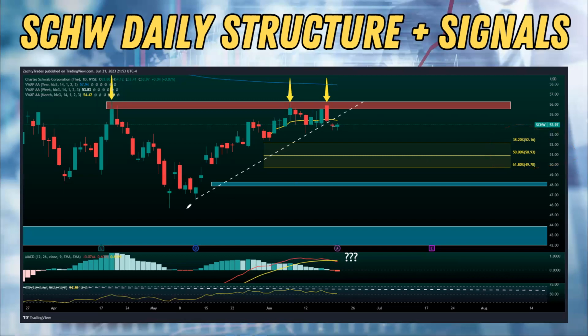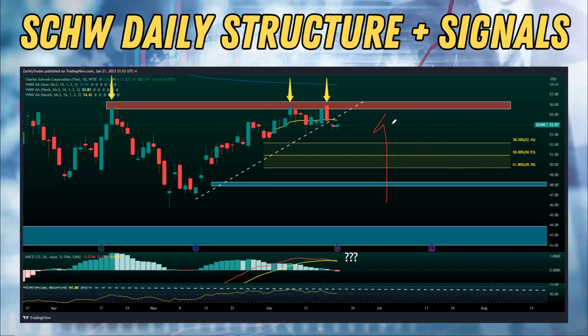Now there are some key levels of support that we could remain bullish above. Ultimately, we have this strong move to the upside from down here about 46 all the way up to about 56. And if we pull back to these three levels here, this is healthy retracement territory to potentially continue the uptrend. We have the 38.2% retracement level at $52.16. We have the 50% retracement level here at $50.93. And we have the 61.8% retracement level here at $49.70. If you're not familiar, those are the three most common and well-respected Fibonacci retracement levels.